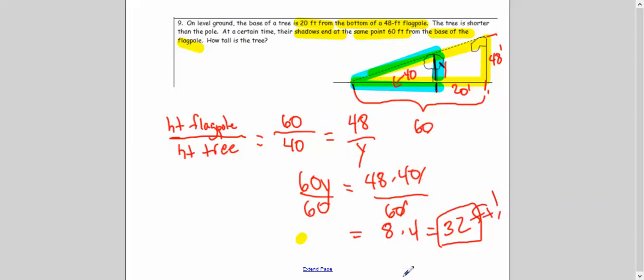All right? But make sure you understand, again, how it was set up, because this is the most important part, being able to see the triangles and know how to set up your ratio. All right? One more.